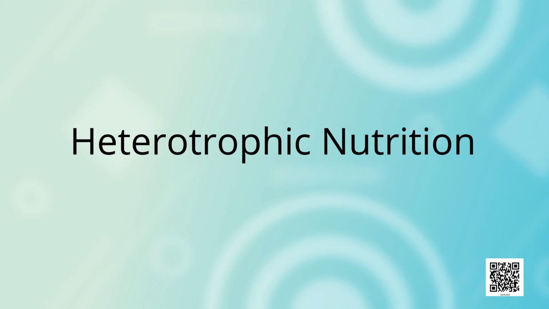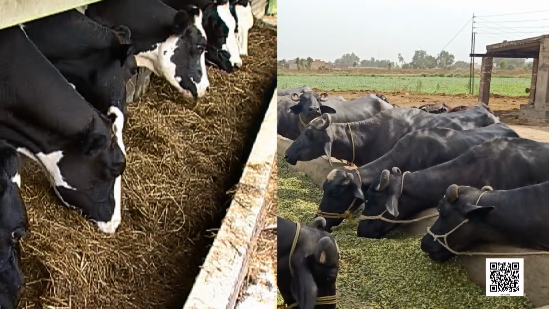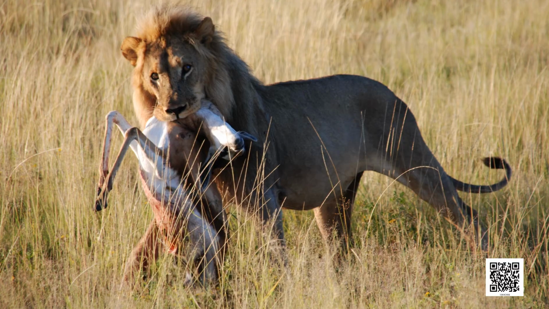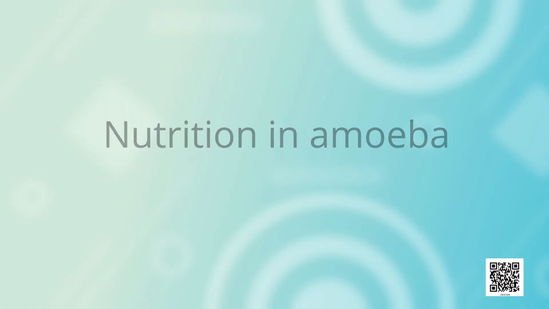Heterotrophic nutrition. The type of nutrition in which organisms obtain food substances from other plants or animals for energy is called heterotrophic nutrition. For example, cows and buffaloes eat grass, whereas lions eat deer and other animals. Nutrition in amoeba.